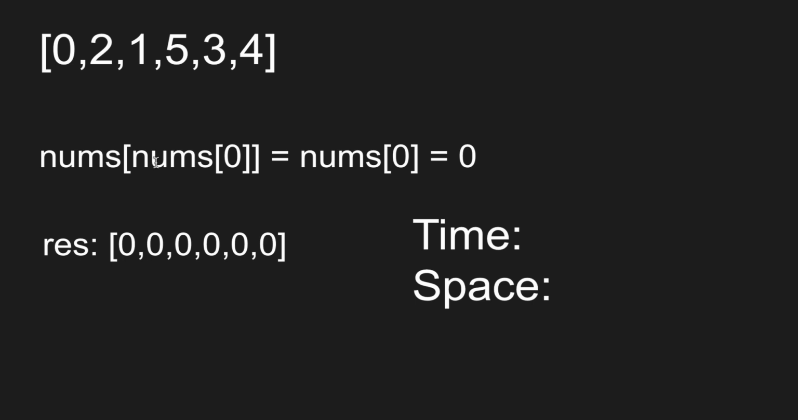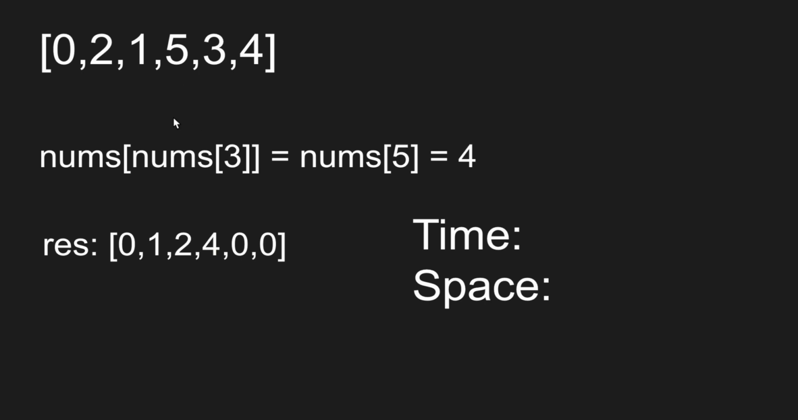So let's go through this example real quick. First, nums of 0 is 0, so we put 0 at index 0. At index 1, nums of 1 would be nums of 2, and nums of 2 is 1, so we add 1 here. Nums of 2 would be nums of 1, and nums of 1 is 2, so we put 2 at index 2.